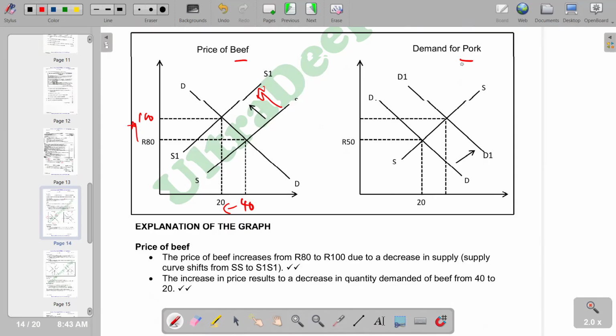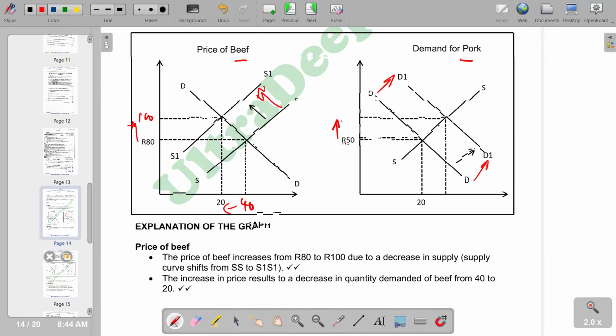Basically, that effect on beef is going to have a cascading effect on the demand for pork. When we have an increase in the price of beef, it means pork becomes cheaper. When pork becomes cheaper, it is going to shift the demand curve of pork from D to D1. More is going to be demanded of pork because it becomes cheaper than the beef. Due to the increase in demand, it also has a ripple effect: when the demand increases from D to D1, it pushes the price upwards due to demand pull. The demand pull is going to lead to an increase of price from 50 going upwards. Basically, that is the relationship between the two substitutes.